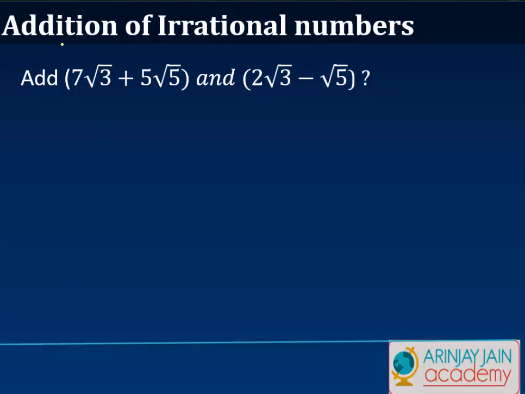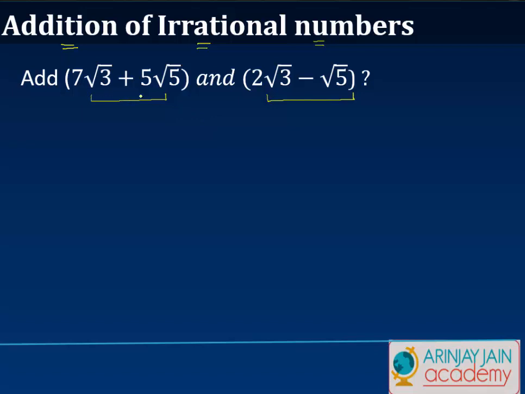In this video, we are going to learn about the addition of irrational numbers. Now, let's say, for example, you have two irrational numbers. One is 7 root 3 plus 5 root 5. And the second number is 2 root 3 minus root 5. Now, there is a rule for addition of irrational numbers which applies equally to both addition and subtraction.